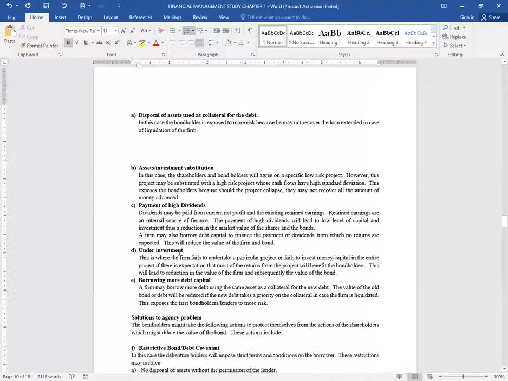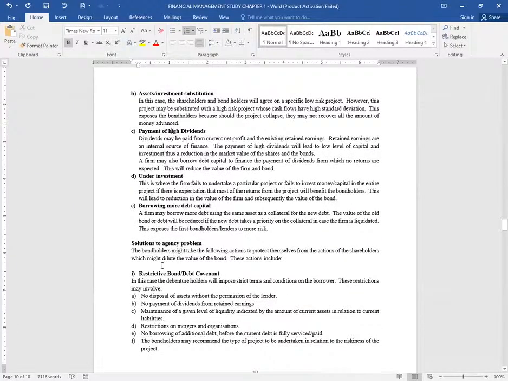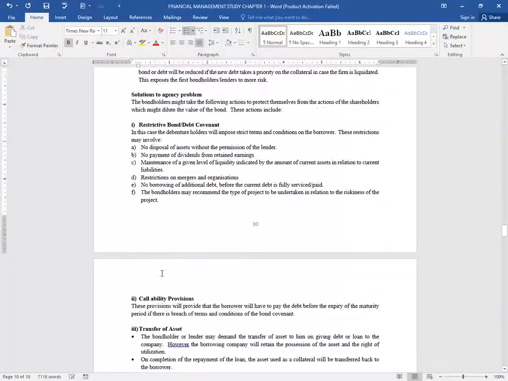Now, ladies and gentlemen, we have solutions to this agency problem. The first one is a restrictive bond or debt covenant, where we will swear that we shall not dispose any assets, no payments of dividends from, for example, retained earnings, maintenance of a given level of liquidity. All this will be put under this particular bond covenant. Very, very important. All those issues that may bring conflicts, we put them down in writing. And I have a contract, ladies and gentlemen, in this case drawn up by a reputable lawyer, a lawyer who is, of course, registered.